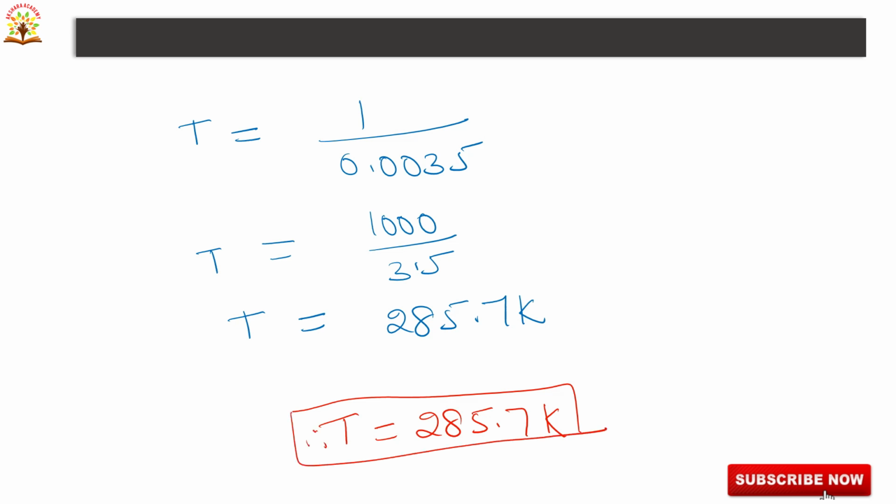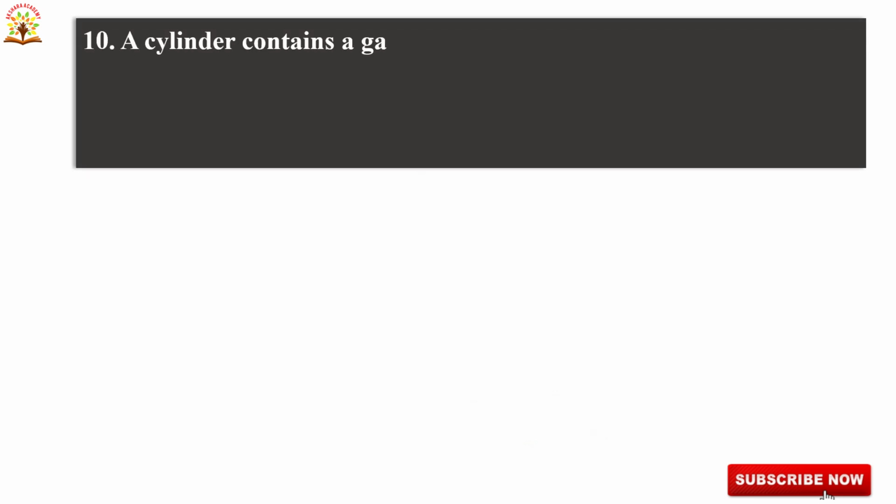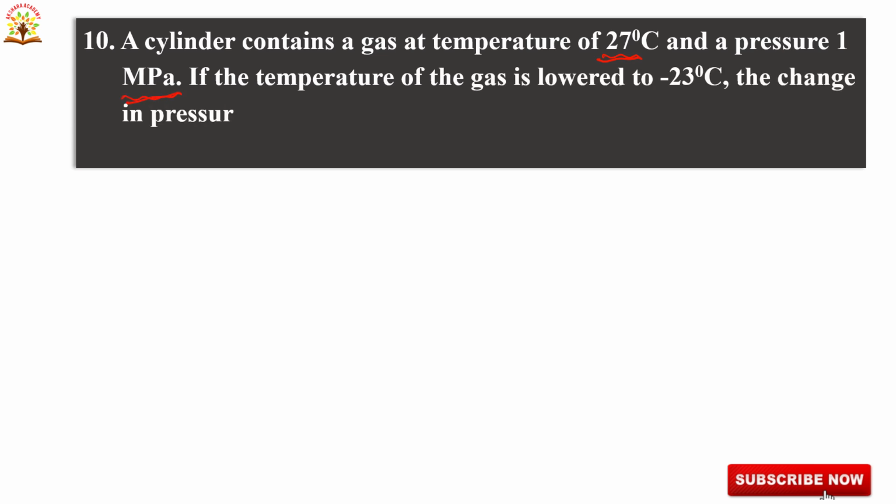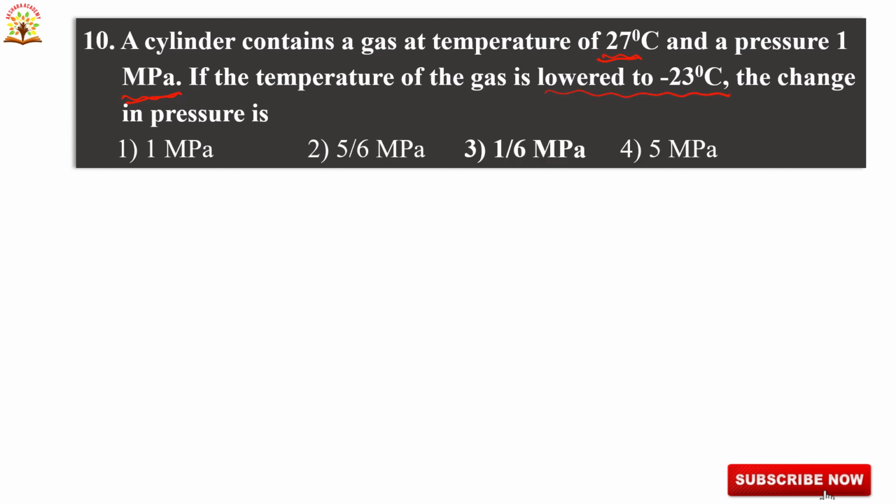Okay, next we will go to the next question. A cylinder contains a gas at a temperature of 27 degrees centigrade and a pressure of 1 megapascal. If the temperature of the gas is lowered to minus 23 degrees centigrade, find the change in pressure. Here we have to calculate the change in pressure. Okay, now let us go to the solution.